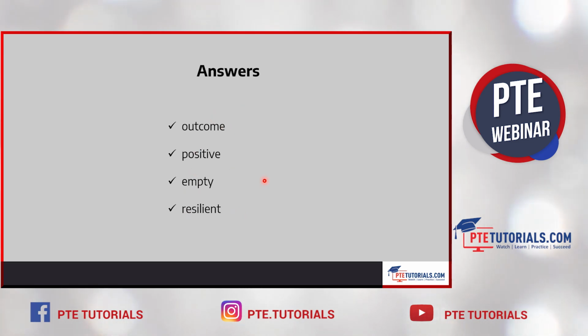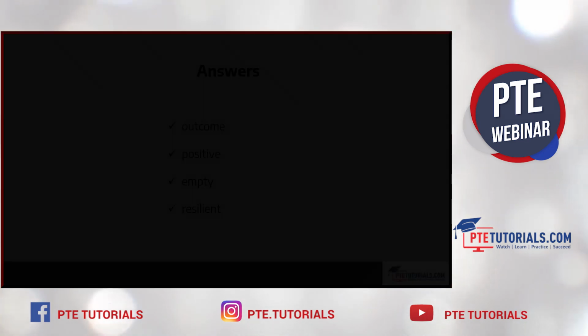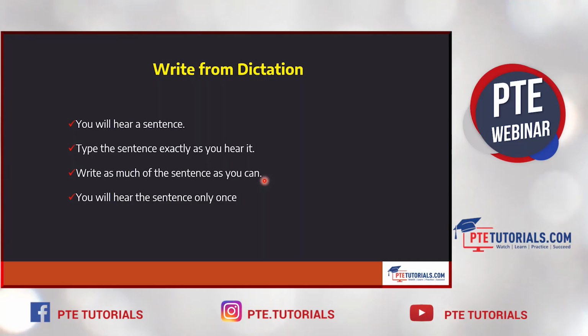Now, we'll move on to the very important question called write from dictation. This is very important for your reading as well as your writing as well as listening modules. In write from dictation, you need to be 100% accurate here. You should not miss a word, you should not misspell a word. And remember that 100% accuracy is needed here. Okay, and this is the last question.